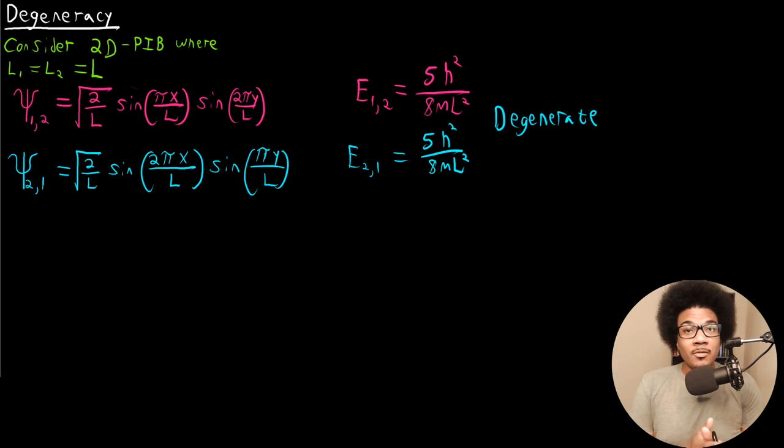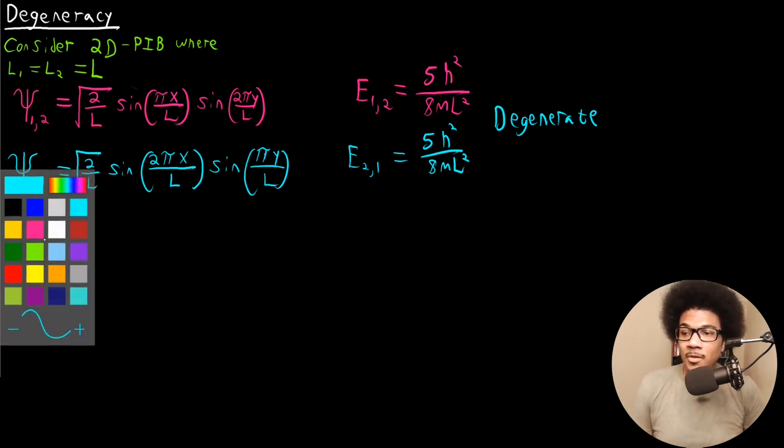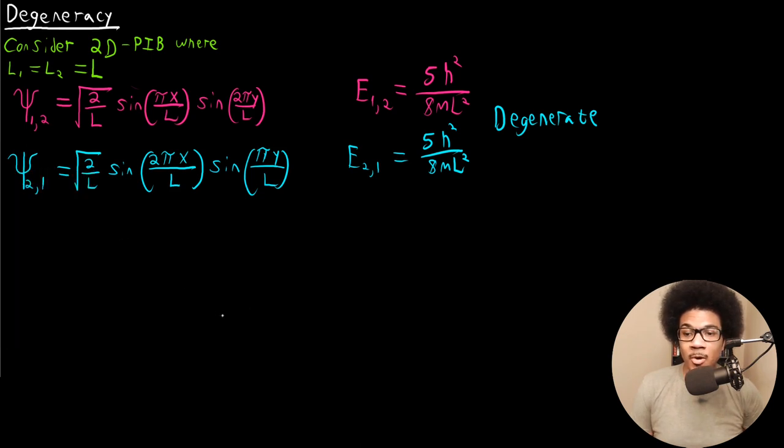So that just means that they're distinct states that have the same energy. That's all degeneracy is. It's just when you have unique, distinct quantum states that have the exact same energy. So then what would the energy levels look like for the two-dimensional particle in the box?